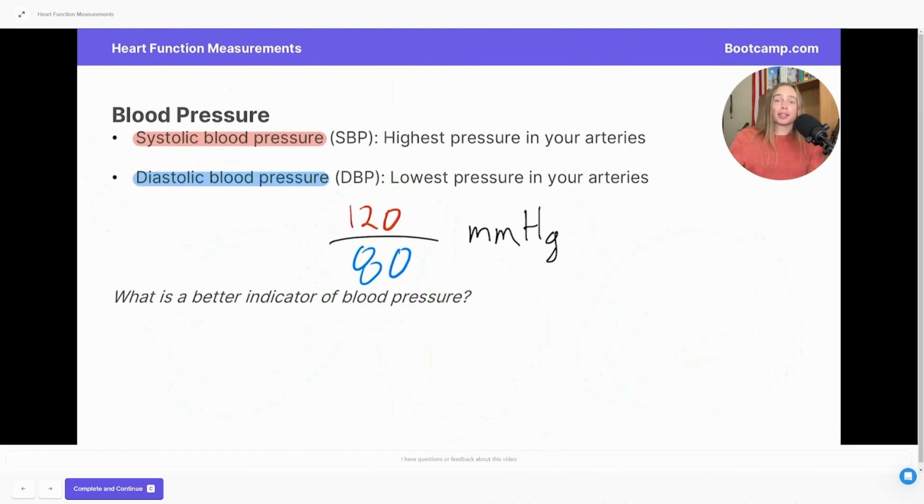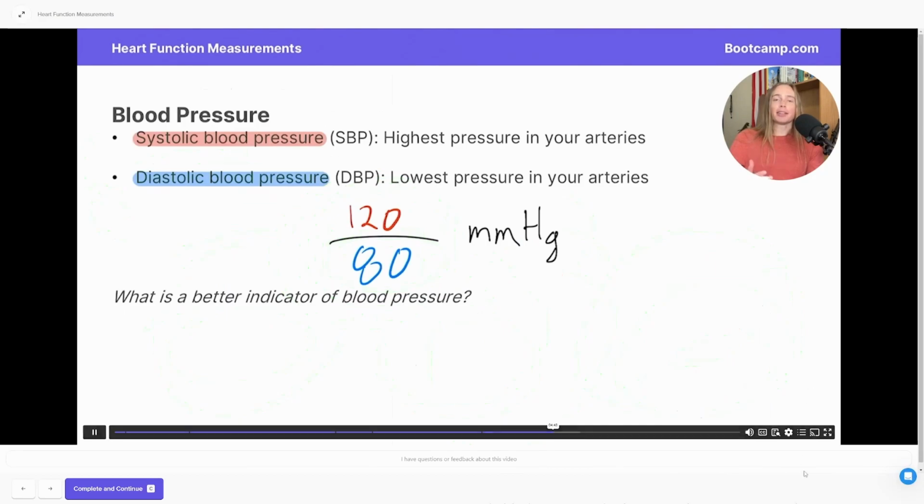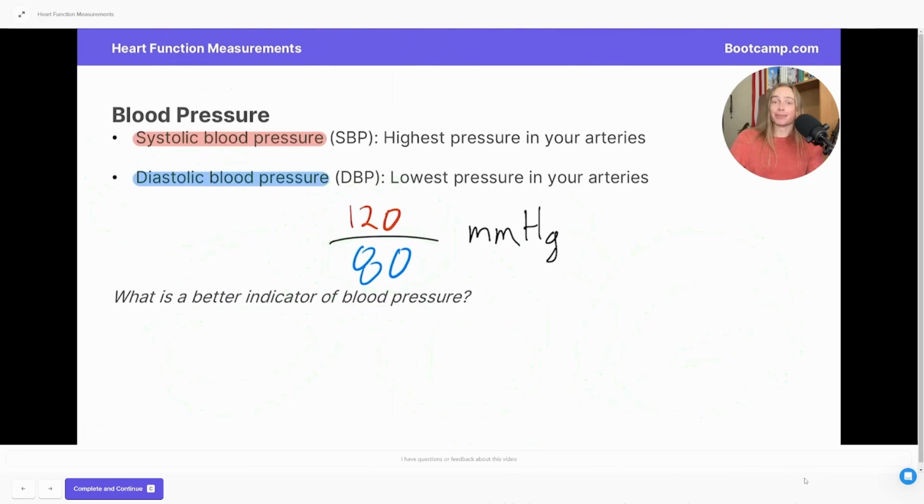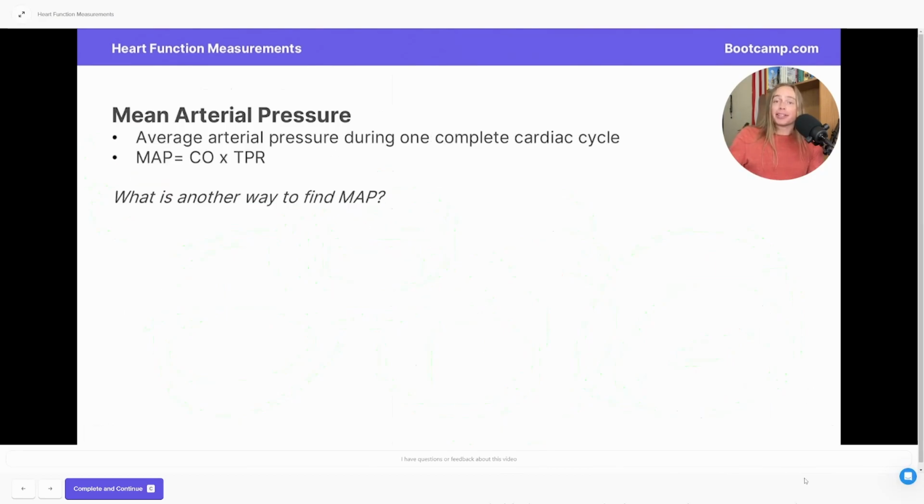Diastole lasts for longer than systole, thus diastolic blood pressure has a little bit more bearing when it comes to your health. So what's a better, more effective way to get an accurate blood pressure reading? Great, so you may be familiar with mean arterial pressure, and this is just going to indicate the average arterial pressure during one complete cardiac cycle. Because of this, it's considered to be a much better indicator of blood pressure than systolic or diastolic blood pressure. To determine mean arterial pressure, you simply multiply your cardiac output by your total peripheral resistance.